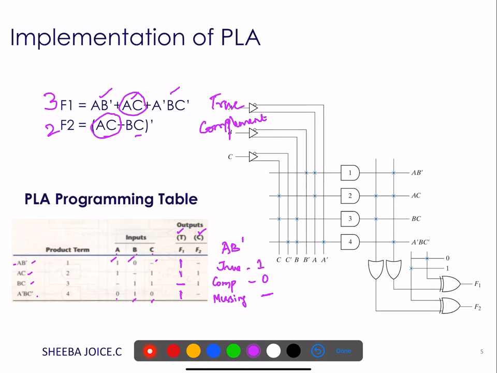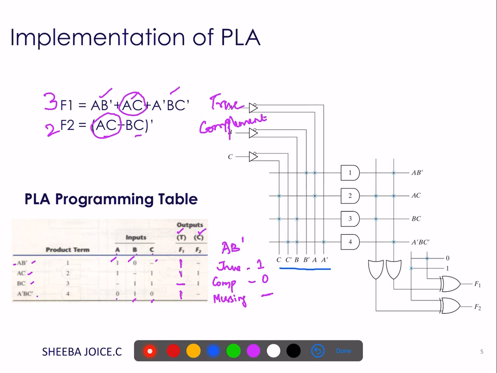Now, we shall see the diagram. Here we can see A, B, C are the variables. We can represent them using the buffer, tri-state buffer. So the complements and the true forms, we are representing here. So we are getting A complement, B complement, C complement as the inputs to these AND gates. Here we can see the AND gates and the OR gates are both programmable.